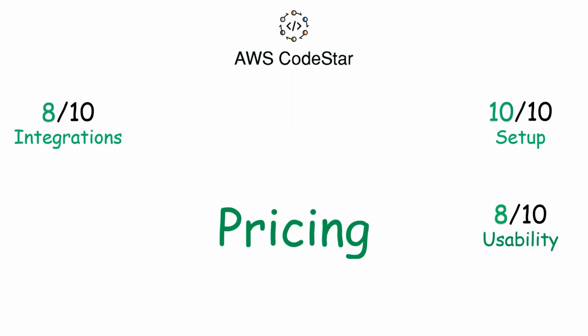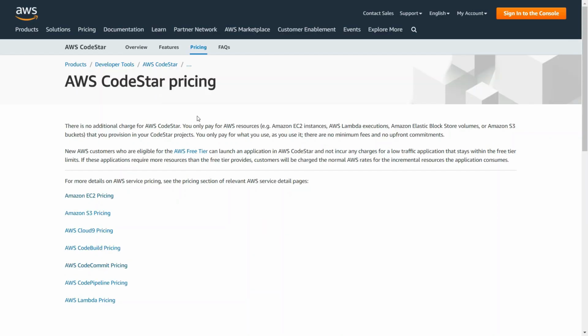Now coming to the pricing of AWS CodeStar, let's go to the official website where we'll get the pricing details. If you check the AWS CodeStar pricing, there are no additional charges for AWS CodeStar. So you'll be using AWS CodeStar for free. You just need to pay for all the AWS services you will be using under AWS CodeStar. For example, if you are using an EC2 instance, you will be paying for the EC2 instance as per the pricing of AWS EC2.